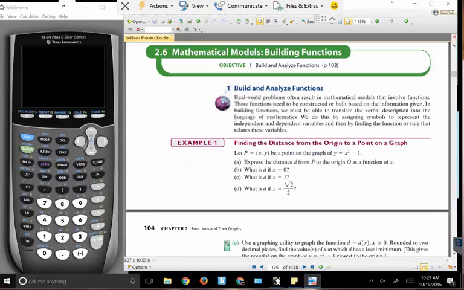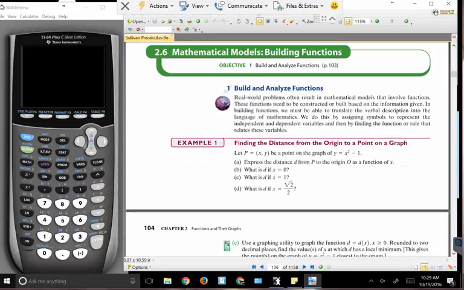Take a look at mathematical models, building functions. Just think of all the modeling practice that you had last year, how much that is going to help you. But you learned. See, that's the catch.